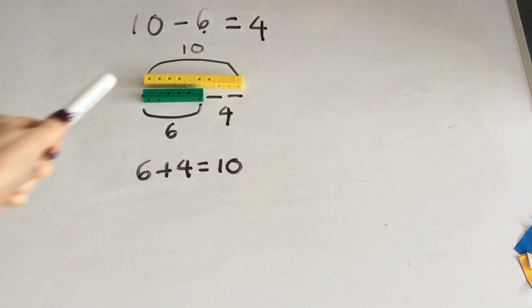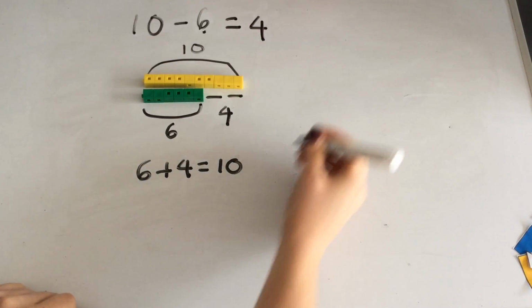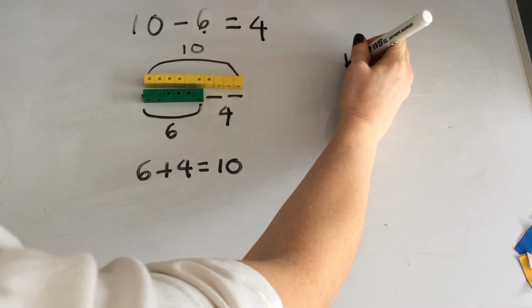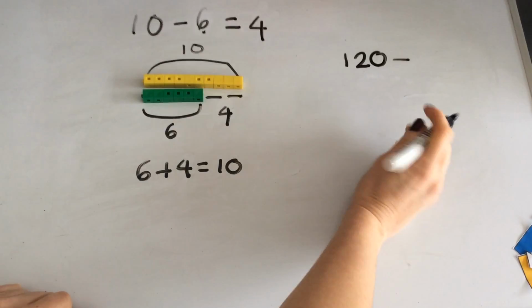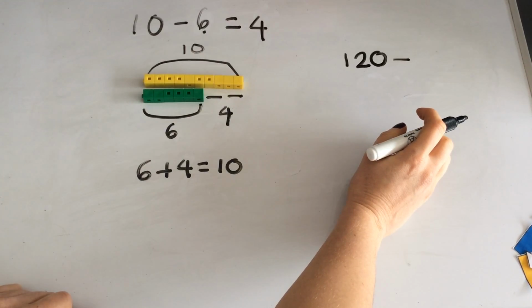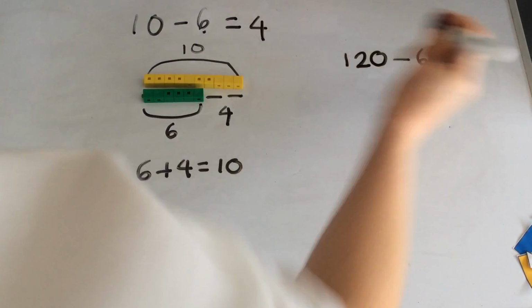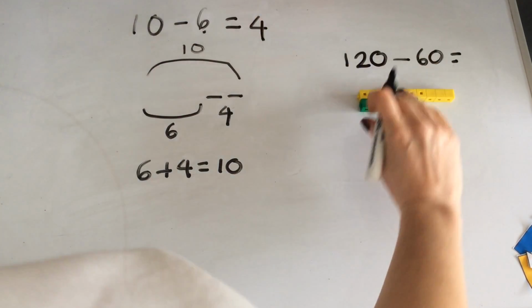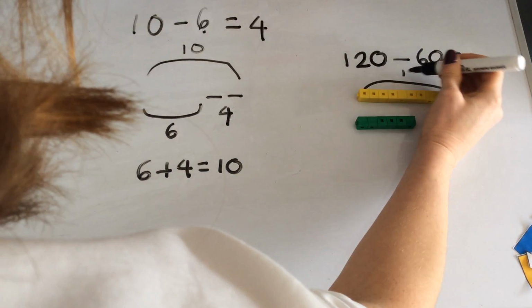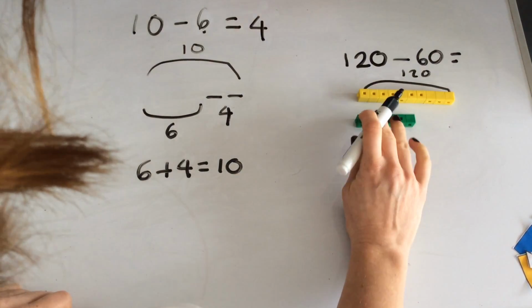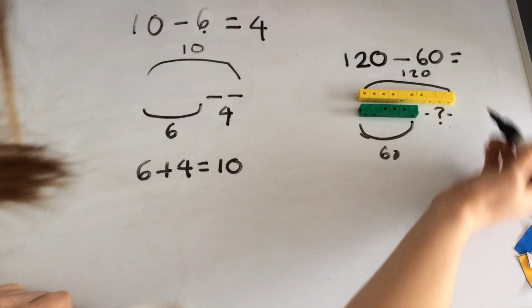As children get older, these numbers will not represent the same amounts, so I might be looking at 120 subtract, I could do subtract 60, and it's a relative size, it doesn't have to be exactly. In this instance my whole is 120, one of my parts is 60, and I'm trying to find out the missing part.